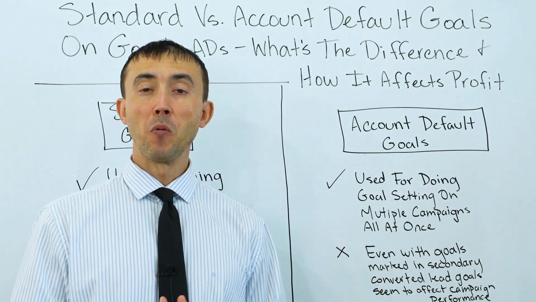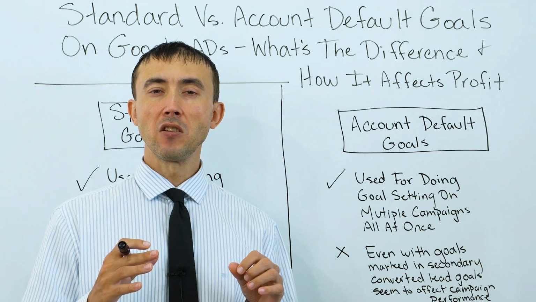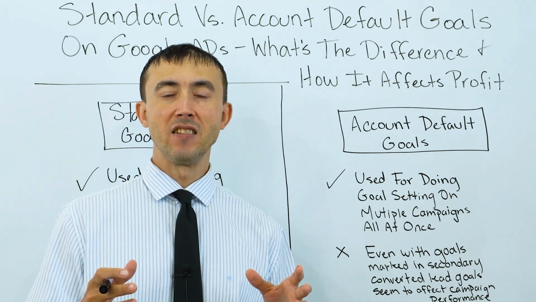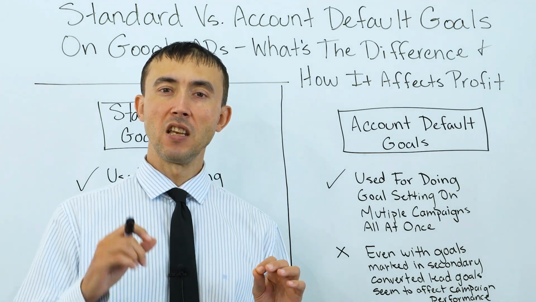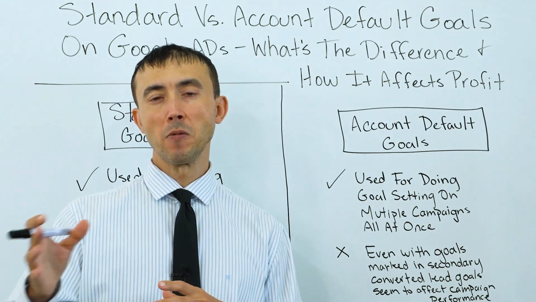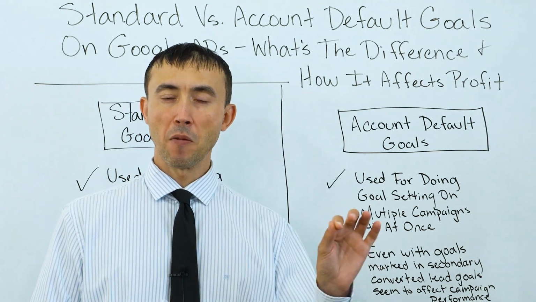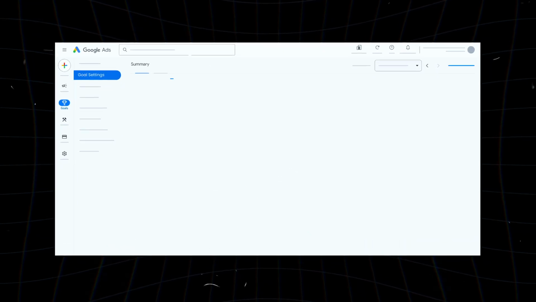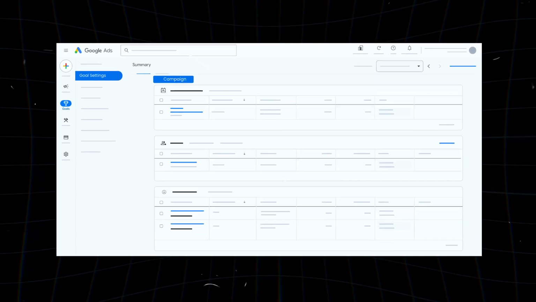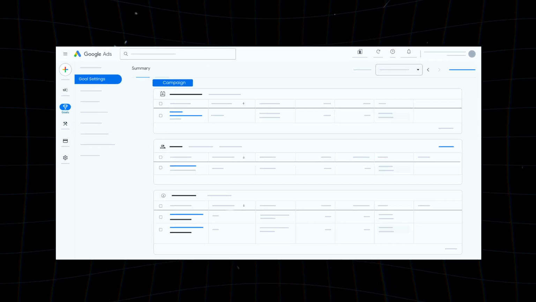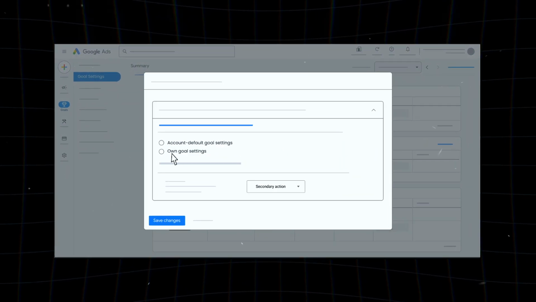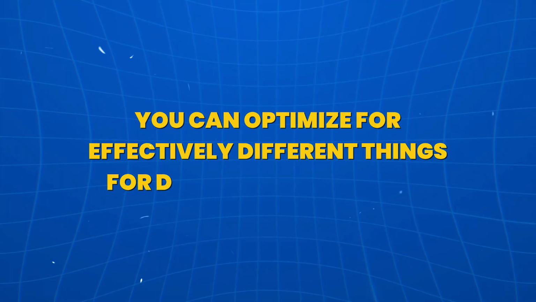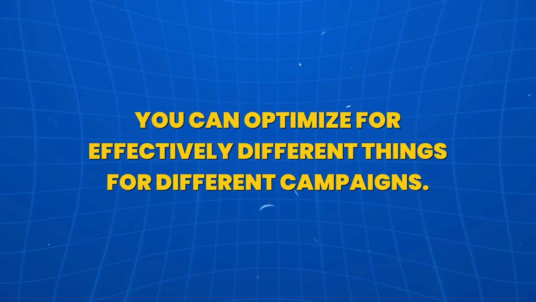But with that said, if you have different goals that you want to optimize for on different campaigns, let's say you have an account where you're promoting two different sites, at that point you would want the campaigns that promote one site to optimize for one goal, and the campaigns that market another site, another goal. You could go into the goal settings of each set of campaigns and select the goals that you want to work with. When you go into the goal settings, it allows you to choose the account default goal or let you select your own goals, if you will. So you could optimize for effectively different things on different campaigns.